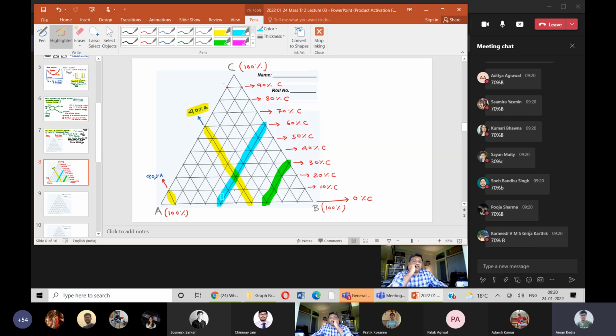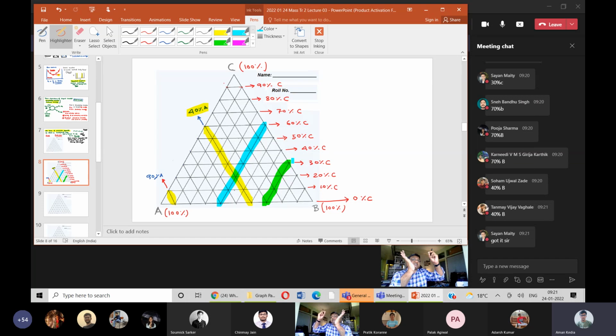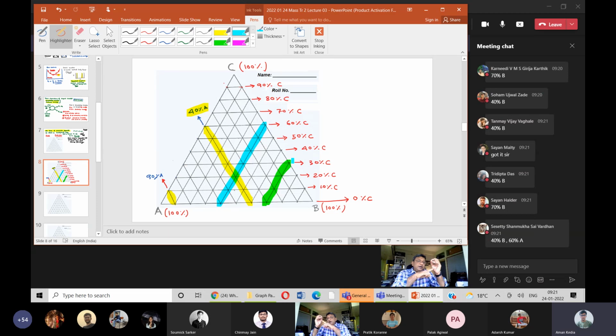Shayan Maiti, you are wrong. Shayan Maiti, this green line is not 30% C. Look at the green line. It is opposite vertex B. Shayan Maiti, get it. It's opposite vertex B. B corresponds to 100% B. Tridipta, hold on for a minute. Let us finish this 70% B thing.